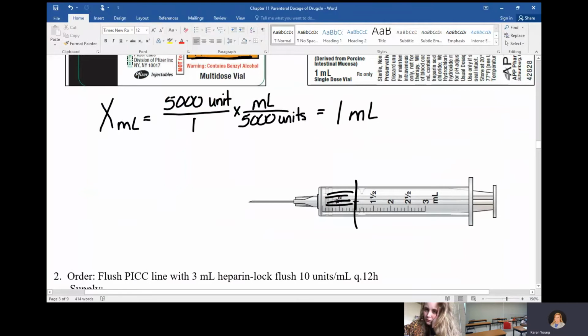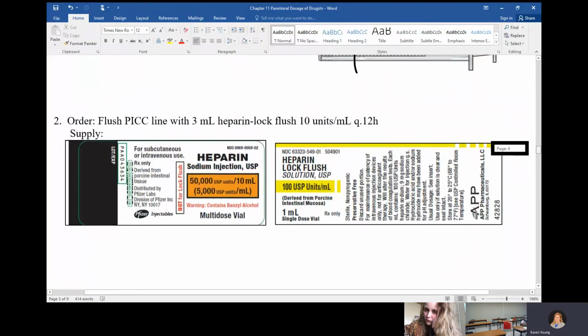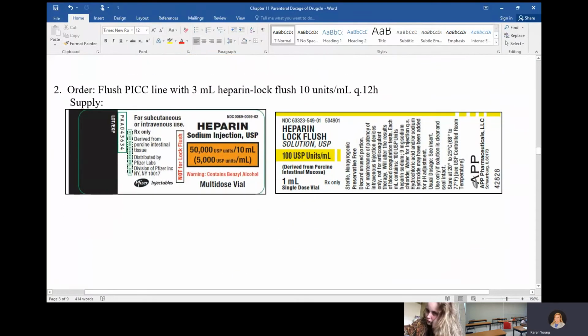I think this is my weird question. It is. So I'm going to flush a PICC line with 3 milliliters of a heparin locked flush, and I have 10 units per milliliter. This is 100 units per milliliter. So I've got to see how much I need to pull, because I'm not going to pull 3 milliliters, am I? Not with it being 100 units per milliliter.